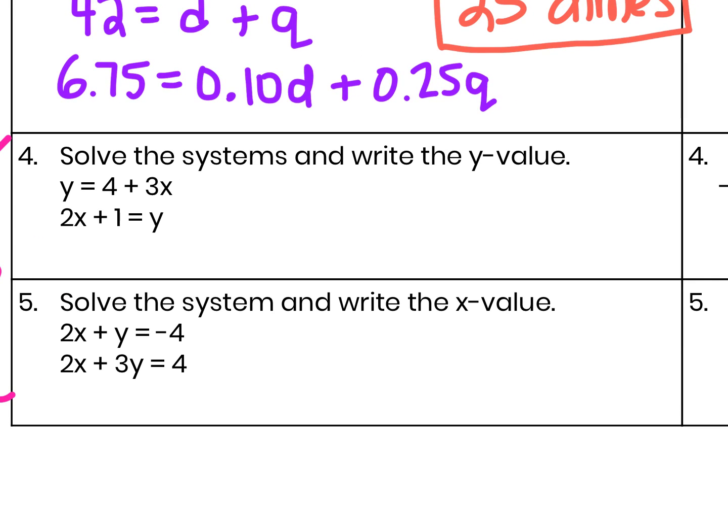X or the Y. So when I type in the first system, Y equals 4 plus 3X, and 2x plus 1 equals y, I get the answer -3, -5. But this is asking for the y value, so I only want the second number.